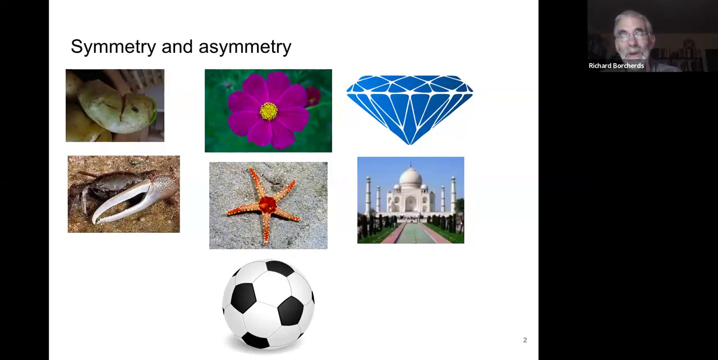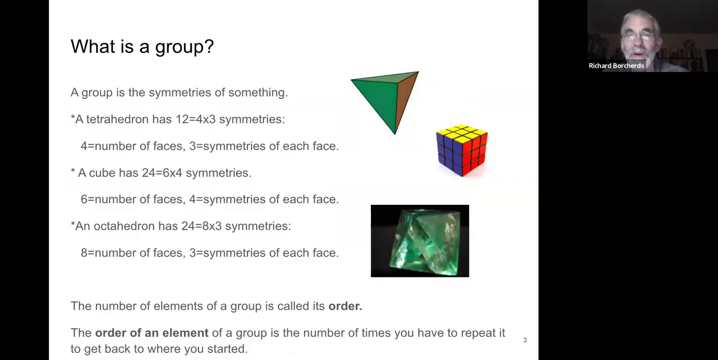So humans like looking at things that are symmetric, and apparently this has to do with the fact that being symmetric is a sign that there's nothing wrong with you. If you have some disease, it's probably going to affect one side of you more than the other, so you'll look unsymmetric. So humans don't really like looking at things that aren't symmetric. And group theory is essentially the study of symmetry. What is a group? Well, a group is just the collection of symmetries of something.